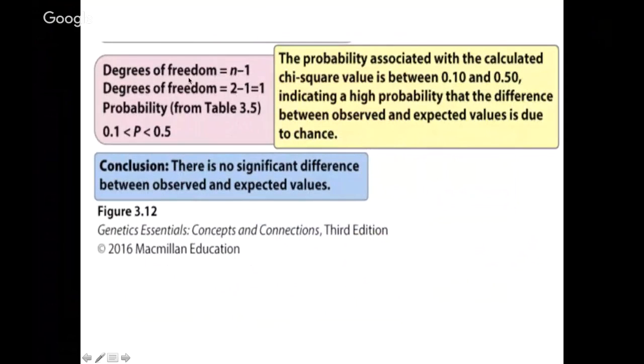Then you have to define your degrees of freedom, which is n-1, n being the total number of phenotypes present in the progeny. So n being 2 minus 1 gives you 1 degree of freedom. If you go to your table 3.5, which is in your book, you can see that P falls between 0.1 and 0.5, meaning that there is a high probability that the difference between the expected and the observed values is due to chance. And there's really no significant difference between the expected and the observed values.